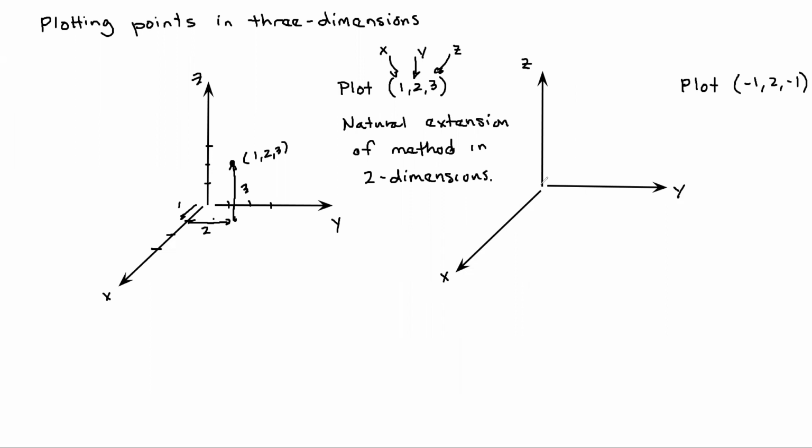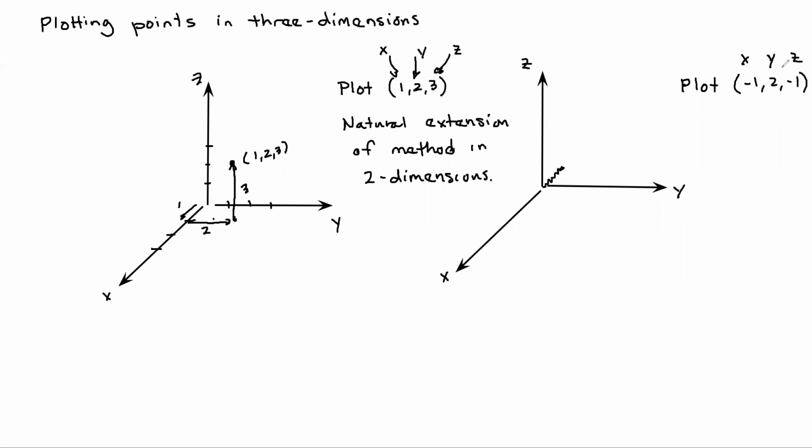But it's still there. So again, we have x, y, and z. So we want to go 1 unit in the negative x direction. That would be right about there. Okay. And sometimes instead of doing a line like that, I'll do a squiggle. Let's do a little squiggle there.